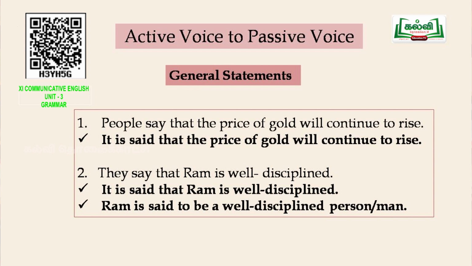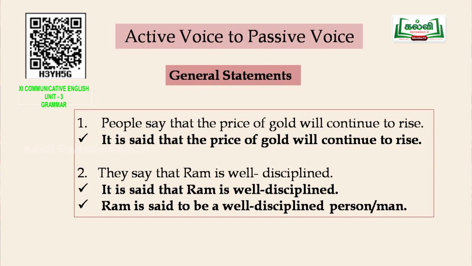It is said. So, don't write by people. By people can be omitted. So, it is said. Copy the second part as it is. It is said that the price of gold will continue to rise. The second part is retained. So, people say is transformed. People say something. People say it. It is said. We can omit by people. It is said that the price of gold will continue to rise.